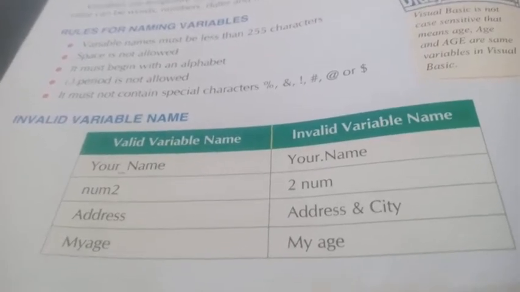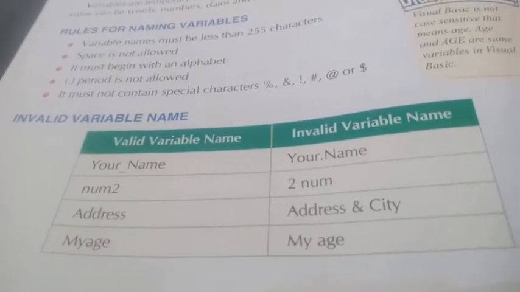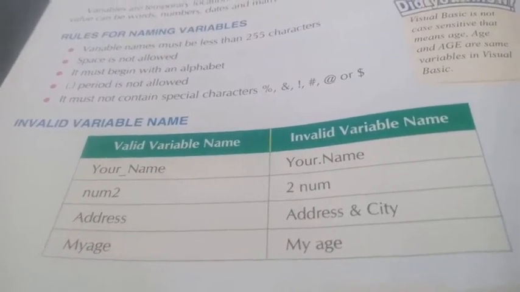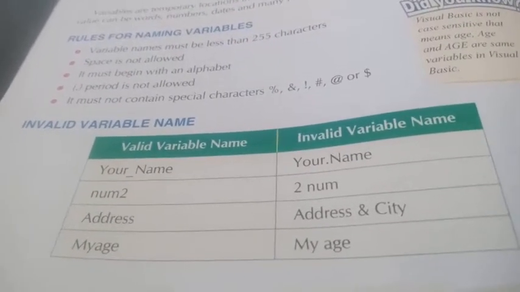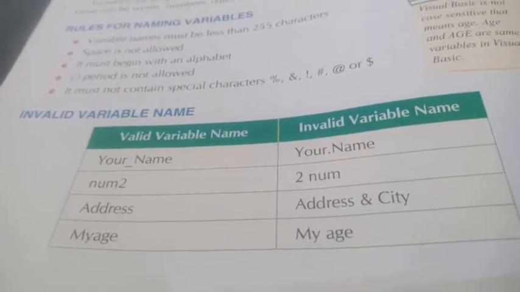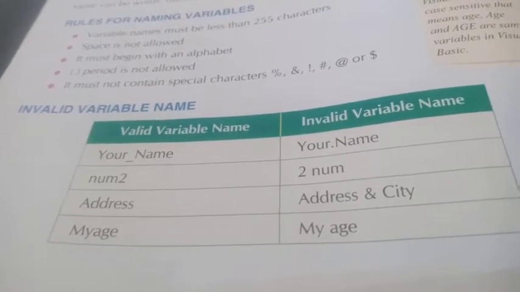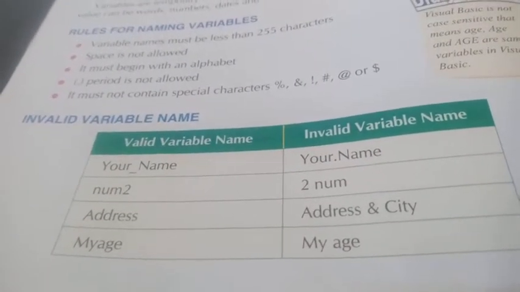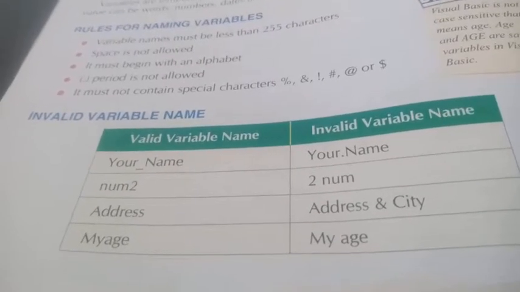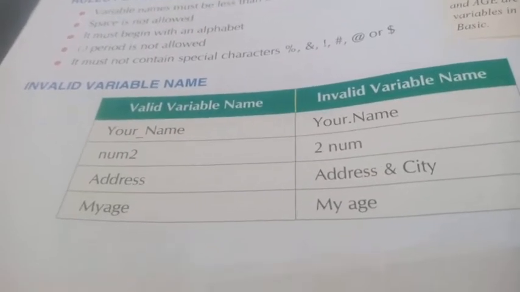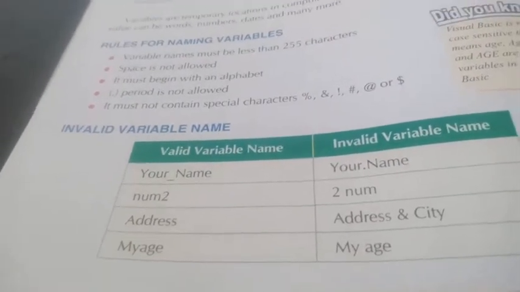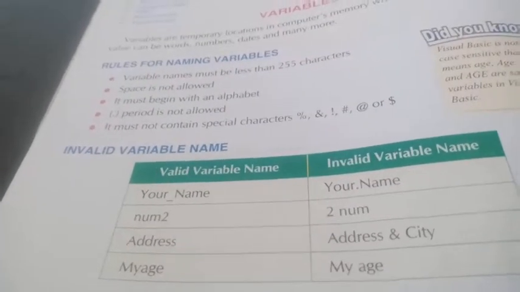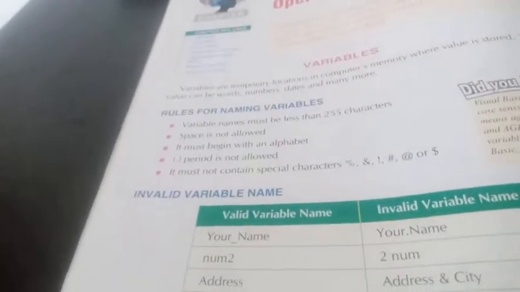Now we will talk about invalid ones. First is your dot name. Invalid, we cannot use the dot operator. 2num, at the start we cannot use a numeric value. And we cannot use special characters, like address with space, or ampersand space city, we cannot use. And my age also we cannot use. This is the naming convention of creating a variable, the rules for the naming.